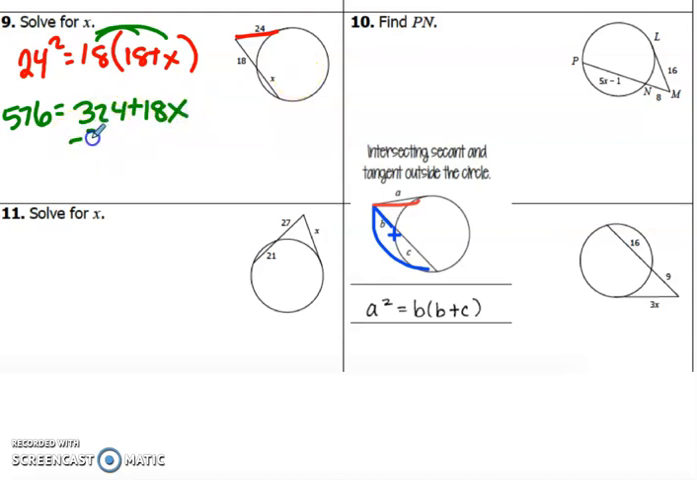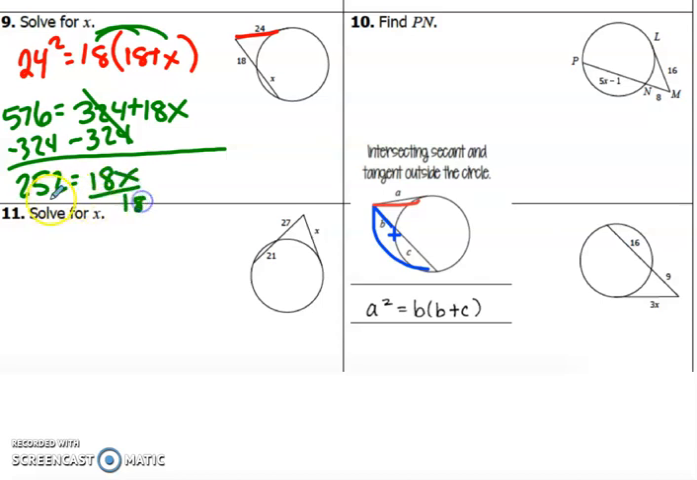So now let me subtract 324 to get x by itself. That will give you 252 is equal to 18x. Divide by 18 on both sides to get 14. And I'm done because it wants me to solve for x. So it's a little nicer. You have less multiplying if you have a tangent because the total is 24, and that's why they do 24 squared.